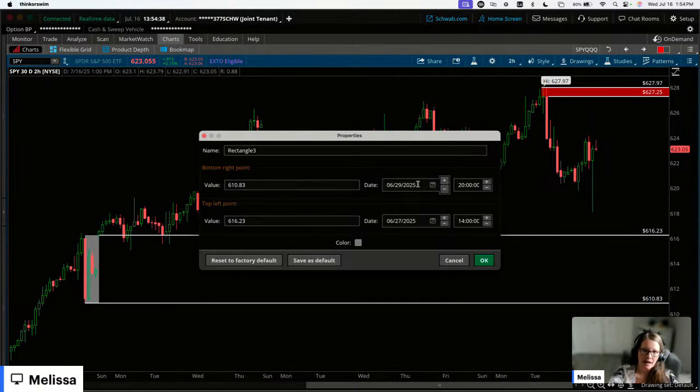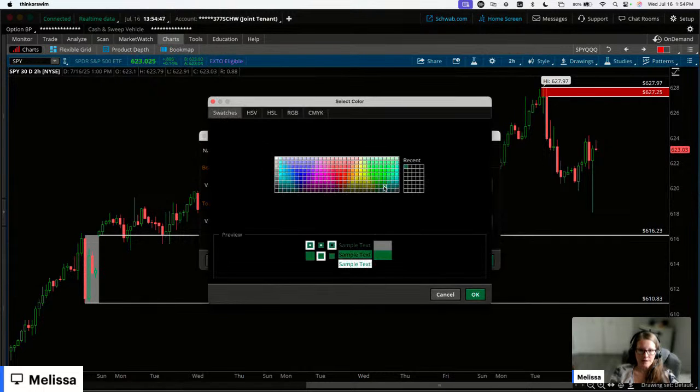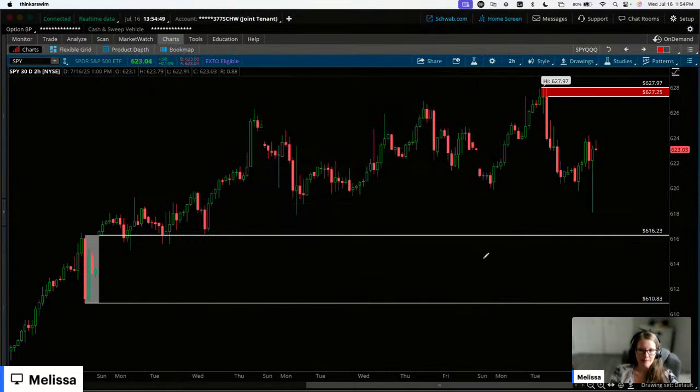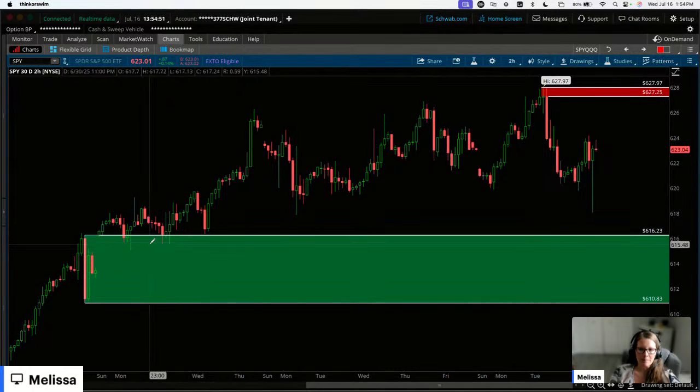Now, again, this zone would have been tested a couple of times, and you can see that when it was tested and price moved back to it to pick up these unfilled orders, price definitely moved to the upside. Although it's pretty choppy, price still moved to the upside.